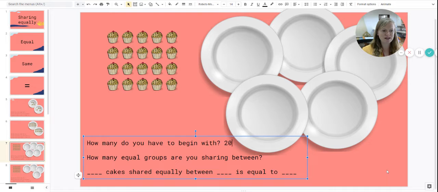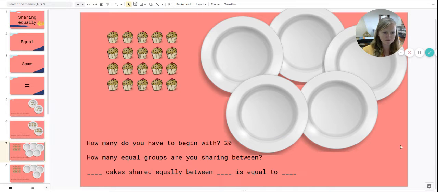We haven't just got 2 plates this time, though. There's more people coming for tea. How many people are coming for tea? How many groups are we sharing between? Well, I can tell automatically that there's 5 plates there. Sorry, maybe I just need to count them to check. 1, 2, 3, 4, 5. So we are sharing between 5.